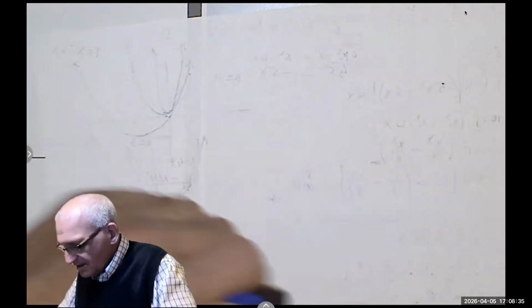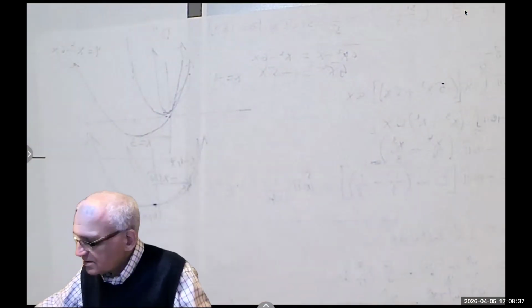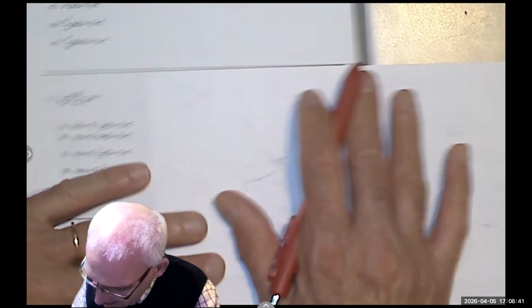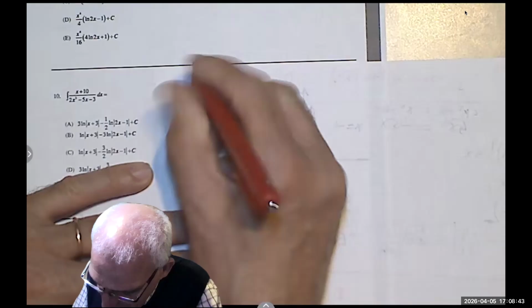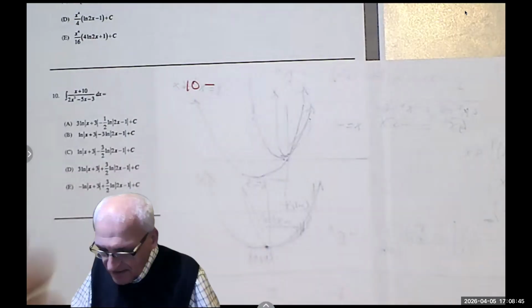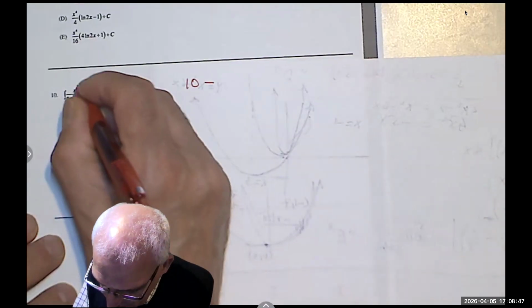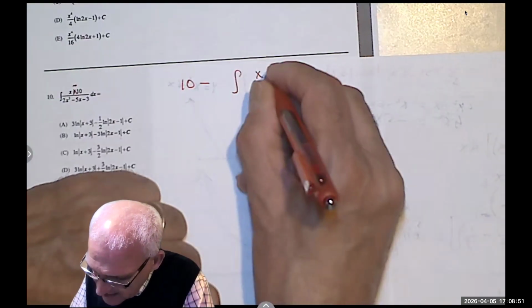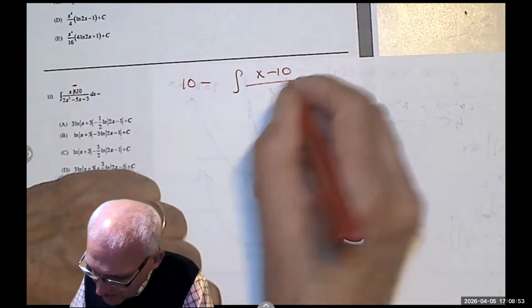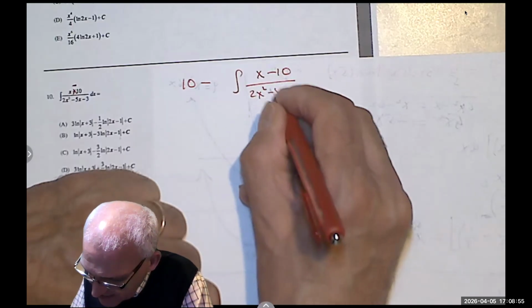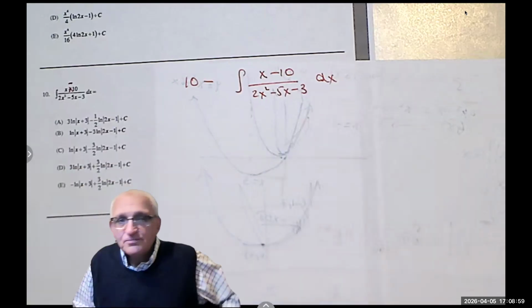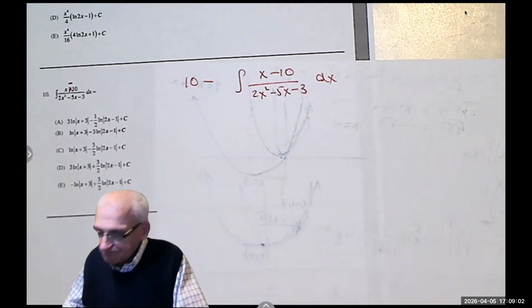And finally, the last one, number 10. Oh, I think this one has a typo also. This turned out to be negative, not positive. Integrate x minus 10 over 2x squared minus 5x minus 3 dx. It's not plus 10, it's minus 10.